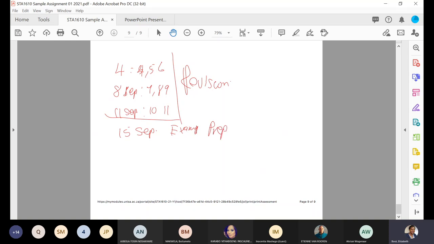Depending on when your lecturer gives you your mock exam paper, if he releases the mock exam paper around the 15th of September, then you would already have had the chance to look at the practice exam paper that I would have posted on my UNISA site. And then on the 15th and the 18th, we will do that exam prep.